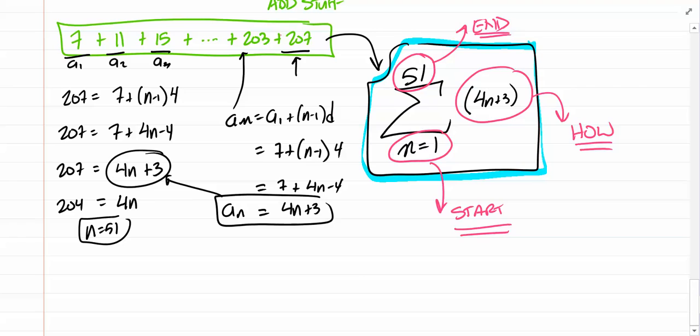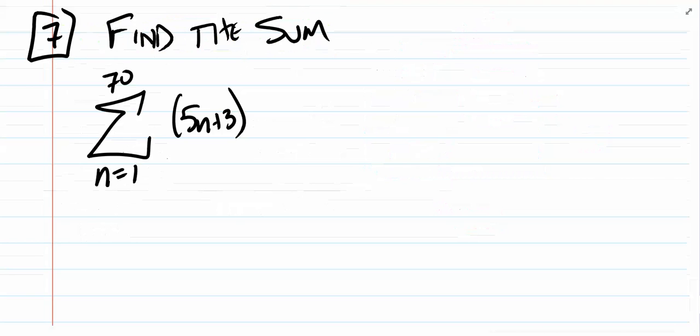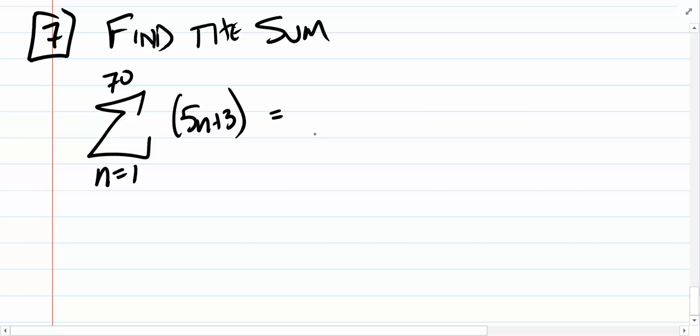Okay, let's figure out what this says. This says we want the sum where n goes from 1 to 70 of 5n plus 3. What I suggest you guys do is actually write a few of these out. What is the very first term? It would be 8. Do you guys get that? Because if I plug in 1, I get 8 out of this. What would the second term be? It'd be 13.